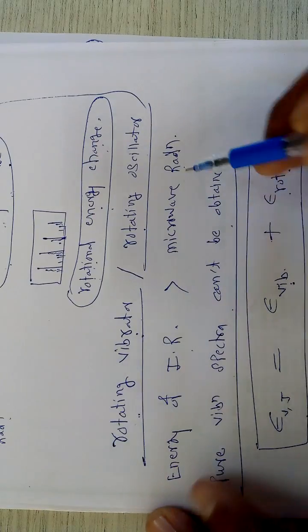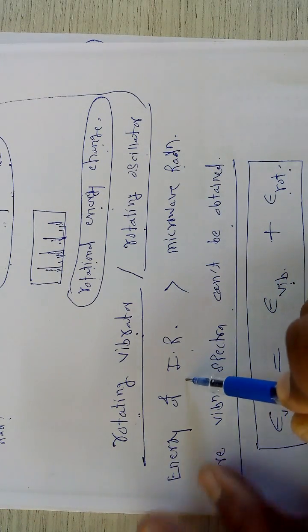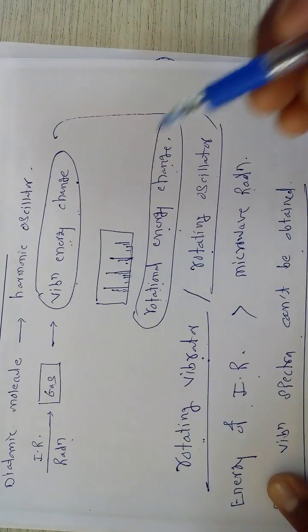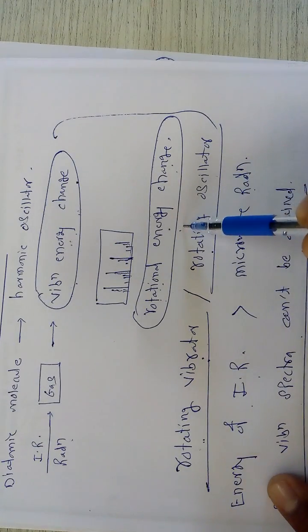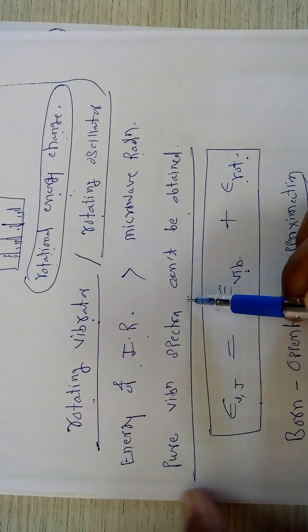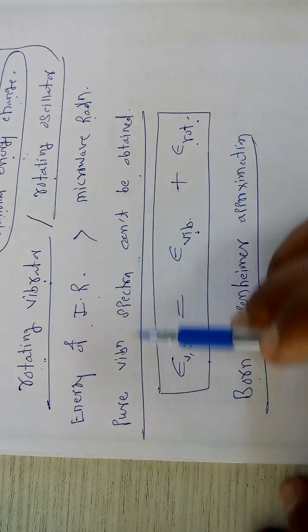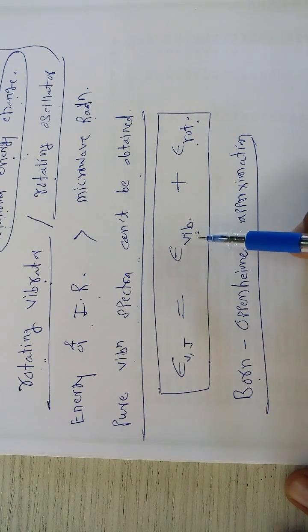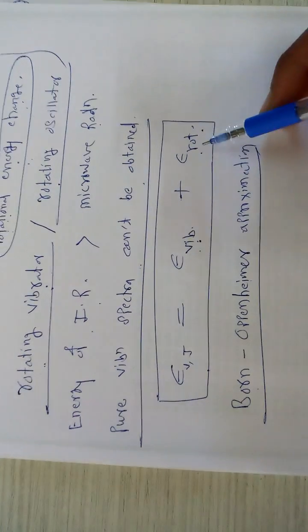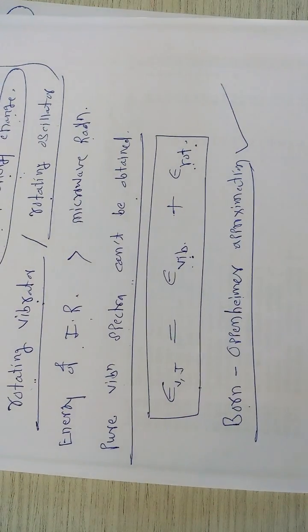So whenever these IR radiations are absorbed by a molecule, it carries out two types of changes, in terms of its vibrational energy as well as rotational energy. So we cannot always get a pure vibration spectra, but we get a combined spectra. If we want to calculate the energy for such a system, then it is the combination of its vibrational energy as well as its rotational energy, and this is the Born-Oppenheimer approximation.